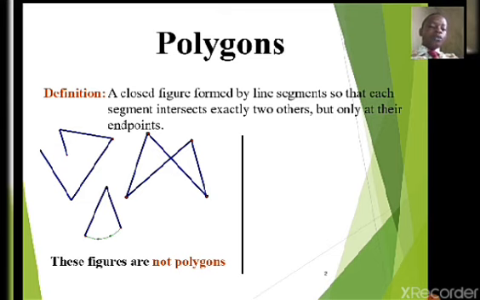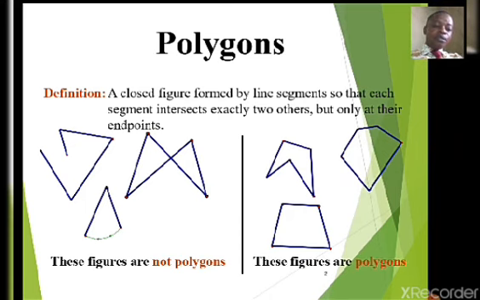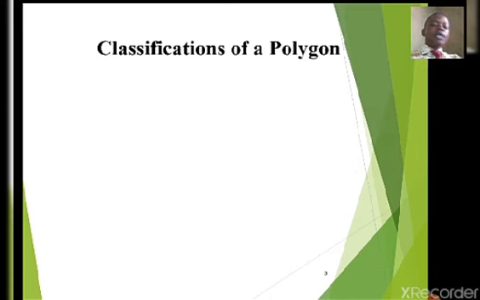But let's now see what polygons are based on the definition given to us. Polygons are these, you can see it, closed figures, no intersection or whatsoever, closed figures. All these are what? Polygons. But now, having understood what polygons are, let us now discuss the classification of a polygon.